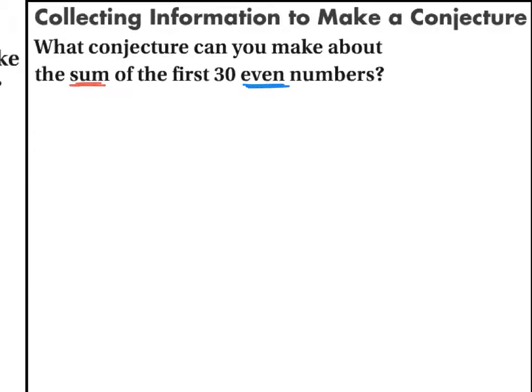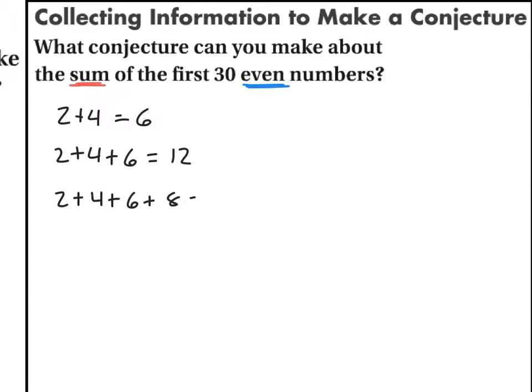So let's take a look at some examples. What if I take the first 2 even numbers? So 2 plus 4, what's that give me? 6 if I add them together. And then let's take the next set. So I have 2 plus 4 plus 6 equals 12. Then I have 2 plus 4 plus 6 plus 8 equals 20. Okay, so there's my first 3 examples.